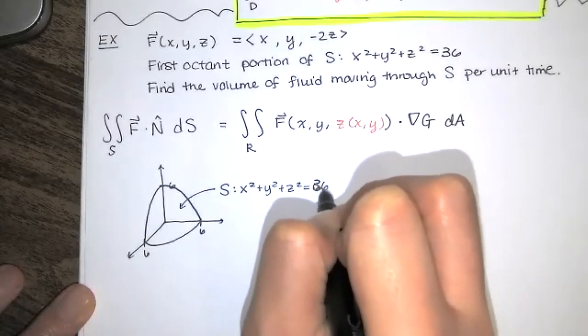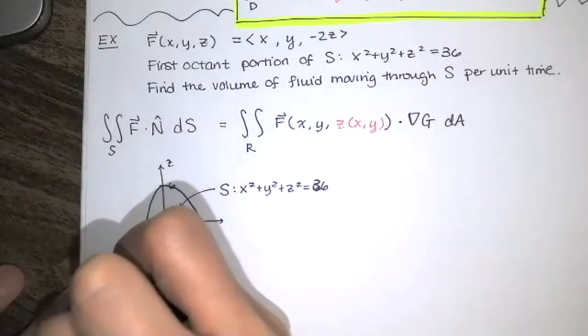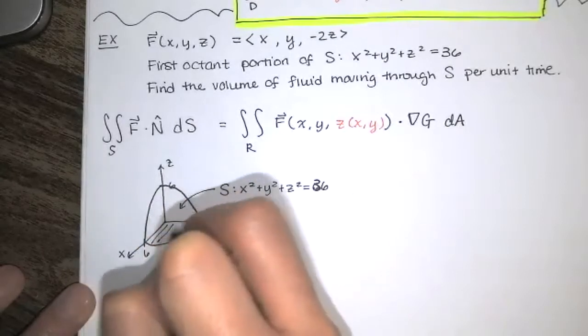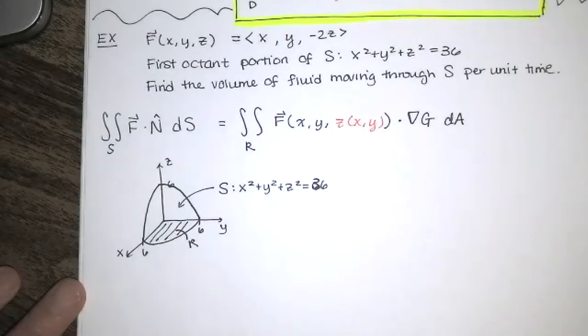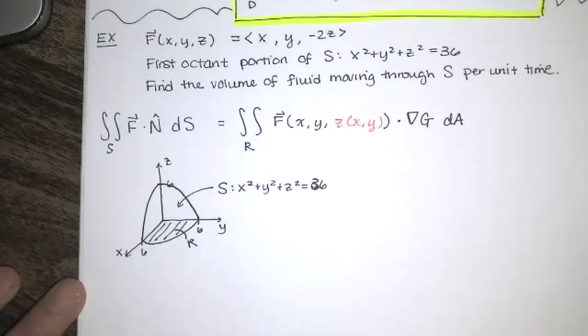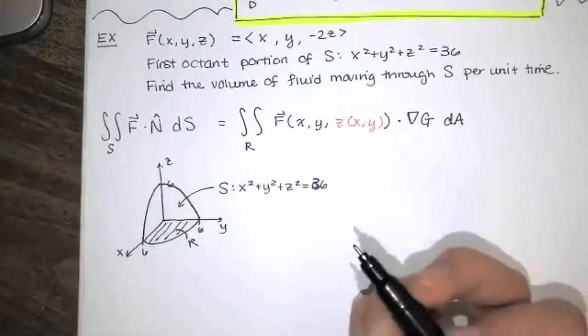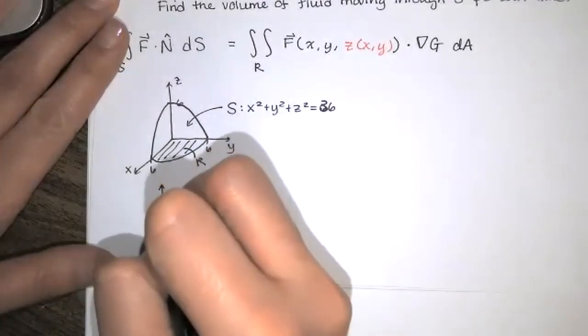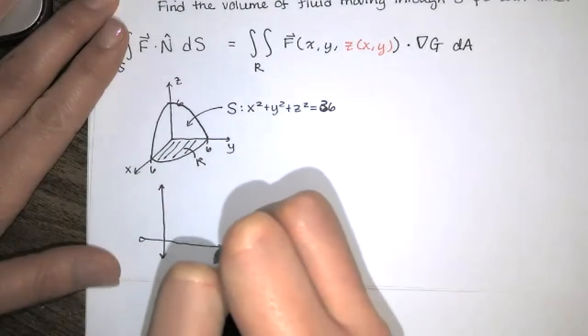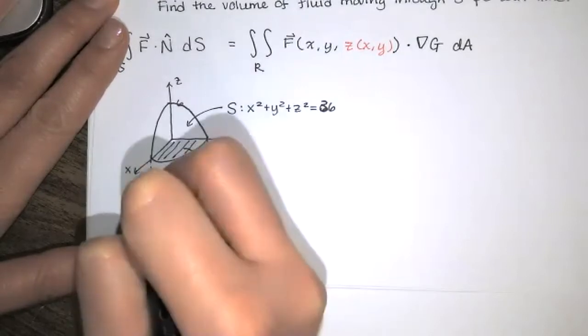That's .36, not 6. Okay. And the region R is that part, or that projection of that part of the sphere, onto the XY plane. Since we're in the first octant, it looks like this.